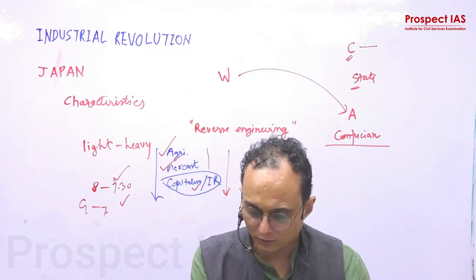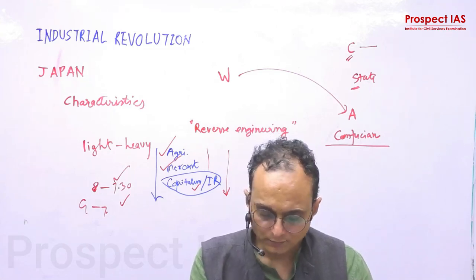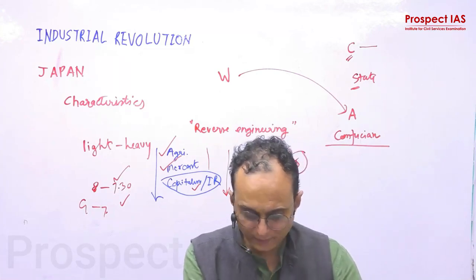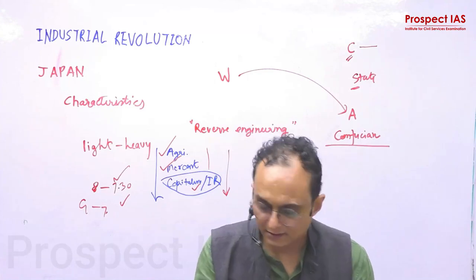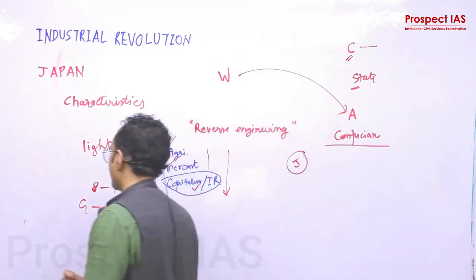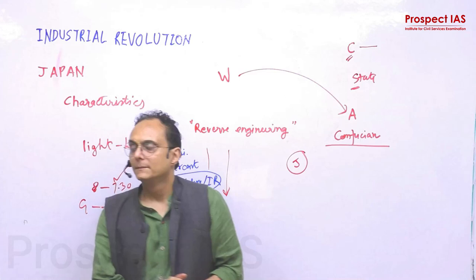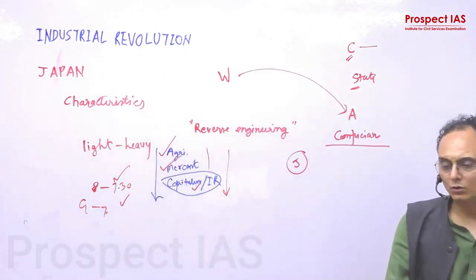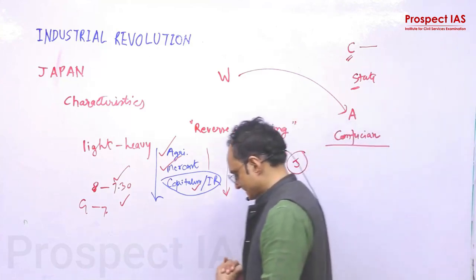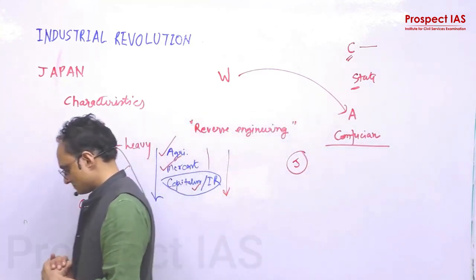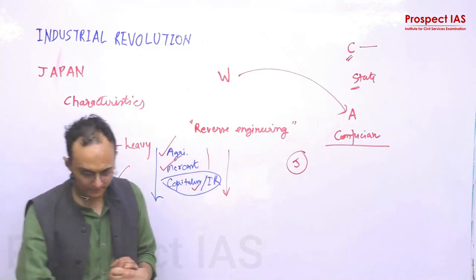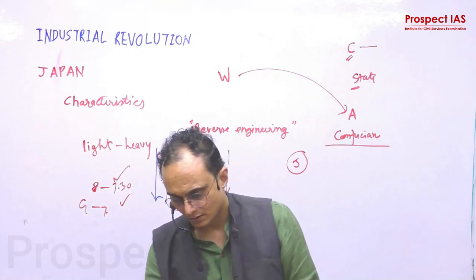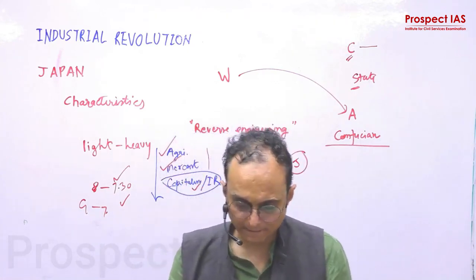तो लास्ट पॉइंट लिख लो, Japanese products were considerably inferior than the Western products. That's why Japan could not create the market in the West.